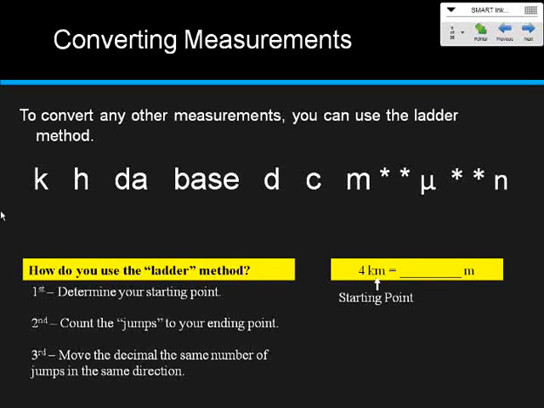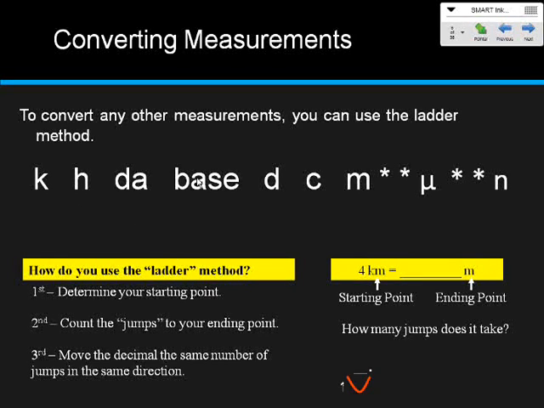So our starting point is kilometers. So that's over here. So that's where we're starting. Our ending point is what we're looking for. So our ending point is the base unit right here. So let's count our jumps. We go from starting point to ending point. So we say 1, 2, 3. That's 3 jumps to the right.